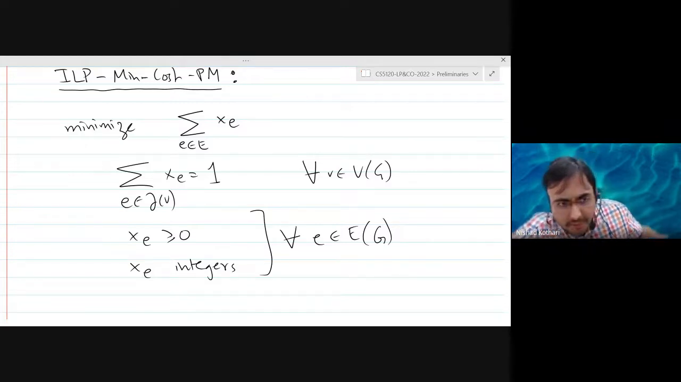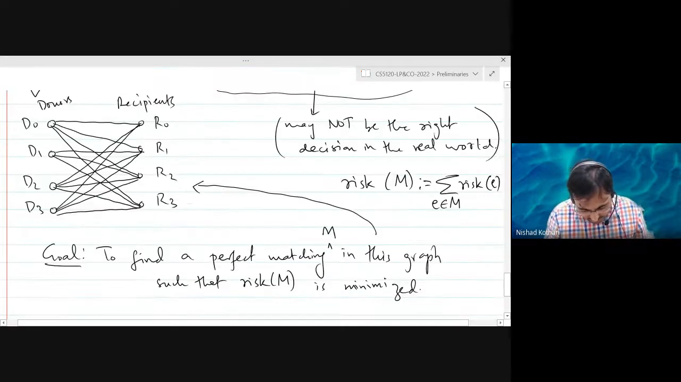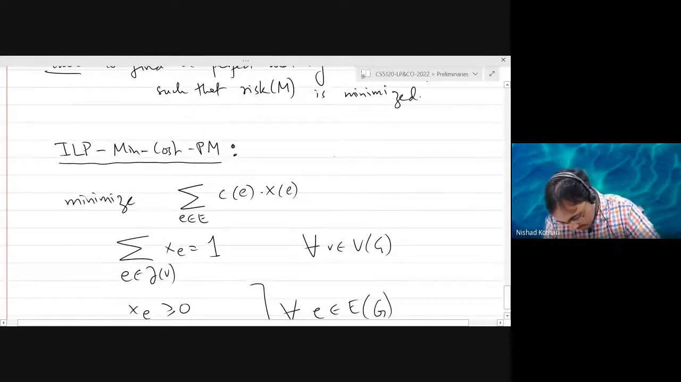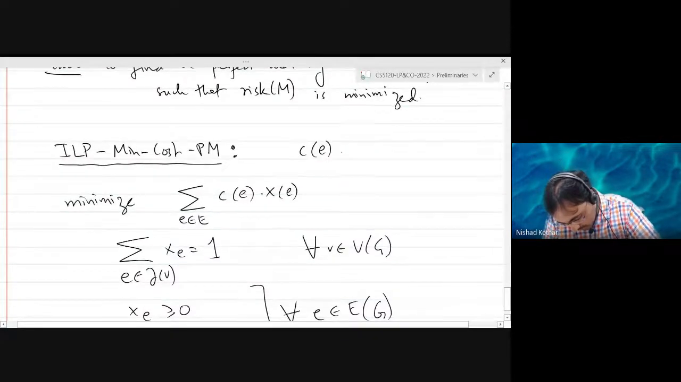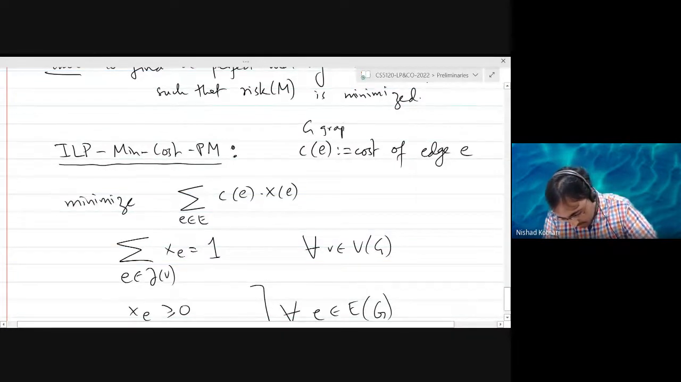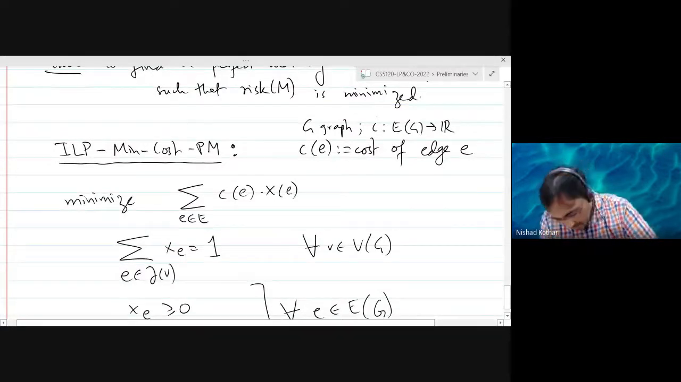Oh, sorry, I think I forgot something. I forgot to multiply by the risk factor, right? We want the risk of the edge. So I'm going to put c_e multiplied by x_e, where c_e is the cost of edge e. And what is our input in this case? We have a graph and we have a cost for every edge. So G is our graph, and we have a function c that gives every edge of the graph a real number cost. Right? These are the edge costs.